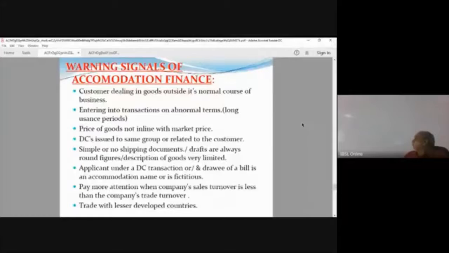The bitumen case again: just bitumen, drafts are always round figures, 3 million, right? What about the applicant under the LC transaction? And the drawing of a bill is an accommodation name, or it's fictitious. What do you mean by that? Accommodation name or it's fictitious.